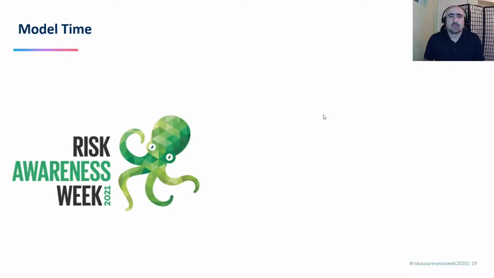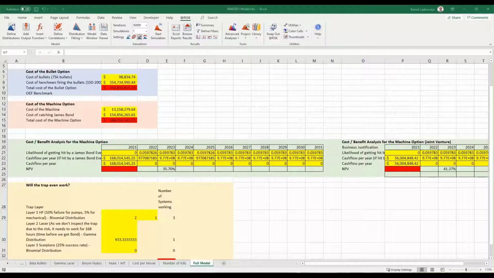Now we're going to get to model time. Here I have the model, which is a fairly traditional Monte Carlo simulation model. I'll evaluate the risk-adjusted cost of my two options, and I'm also going to take a look at the likelihood of success, especially for the machine. So I've broken it down into some sections: cost of the bullet option, cost of the machine option, cost-benefit analysis for the machine option if you're doing it solo or if you're doing a joint venture, and also will the trap even work. It's a simple model. The goal is just to show you some of the possibilities. It's modeled in Excel using @Risk as the interface to make sure that we have that Monte Carlo simulation running. Once again, you could build that in many different types of solution depending on what's available to you and what your preferences are.